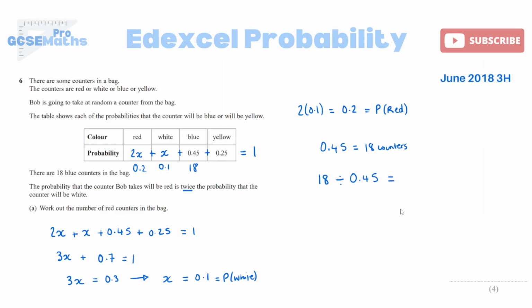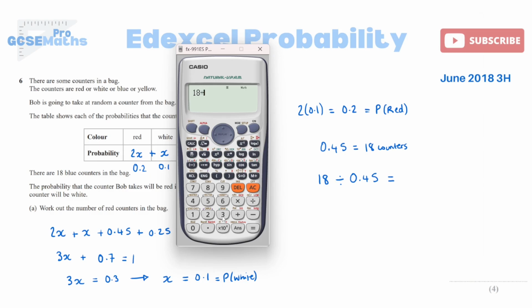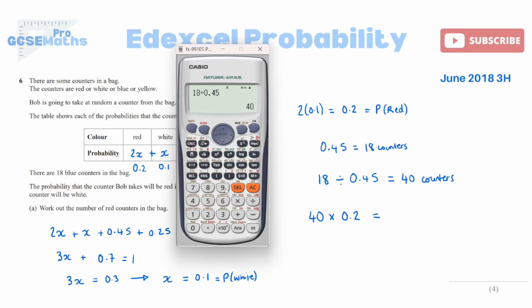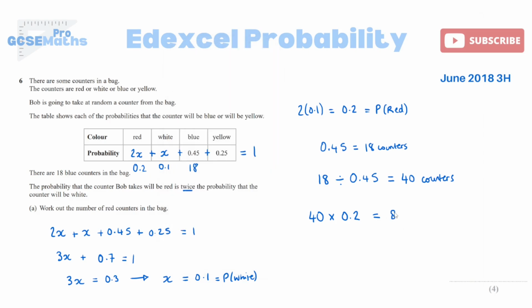And that should give me a bigger number. So on my calculator, 18 divided by 0.45. Do you see how that gives me a bigger number? That's actually now 100%. That's all of the counters. That's the total counters. And then I can go back to saying, right, red is 0.2, or in other words, 20% of all of the counters, isn't it? So I can apply that as a normal percentage in the correct direction. We would normally take the number, multiply it by the decimal. Obviously, you might be able to just figure out what that is, but I'll type it in anyway. It is 8. So there are 8 red counters.